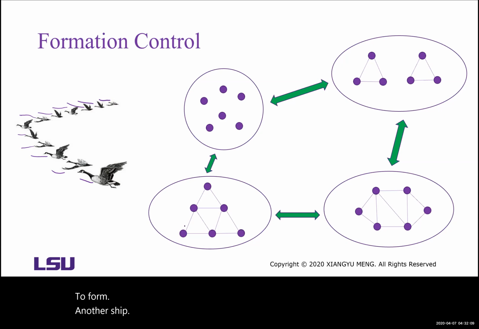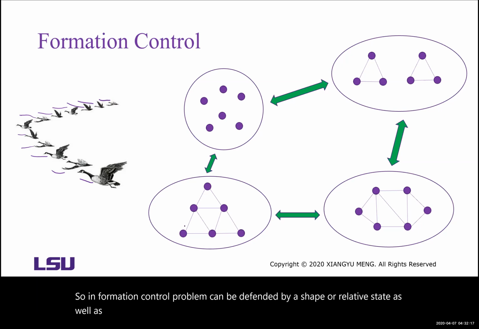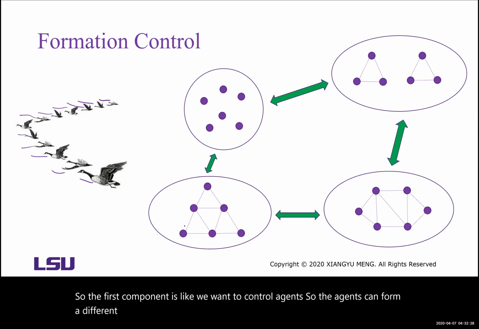So the formation control problem can be defined by a shape or relative state, as well as an assignment problem. The first component is that we want to control the agents so the agents can form a different shape. The second component, the assignment component, is that we want to assign the role of each agent in a formation.